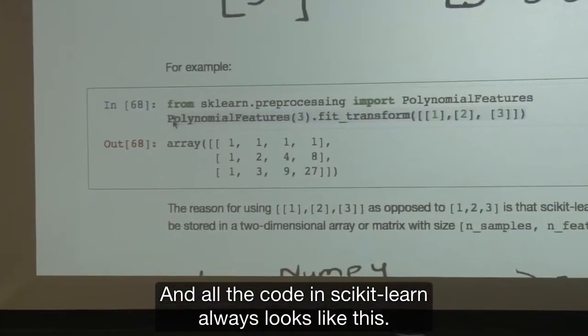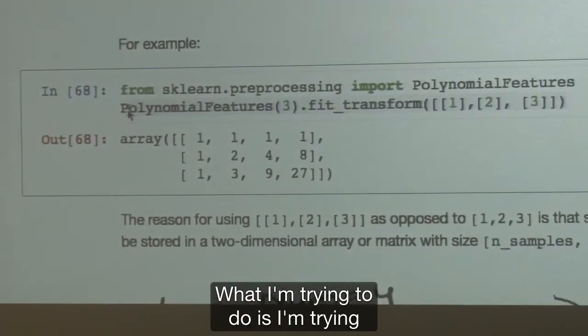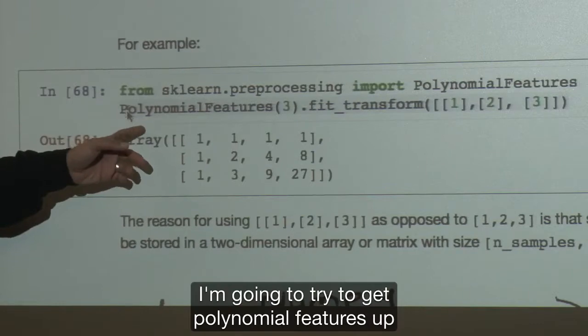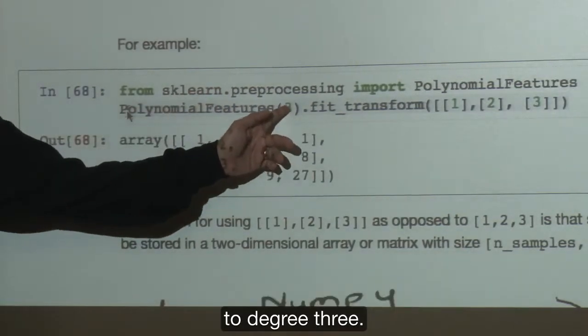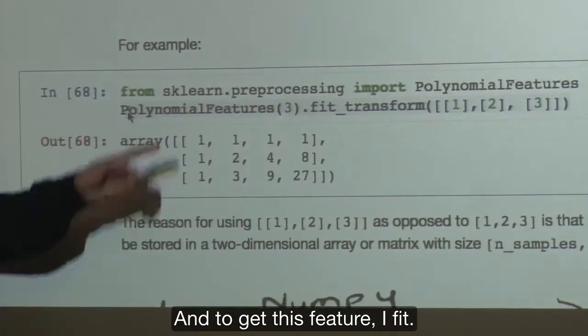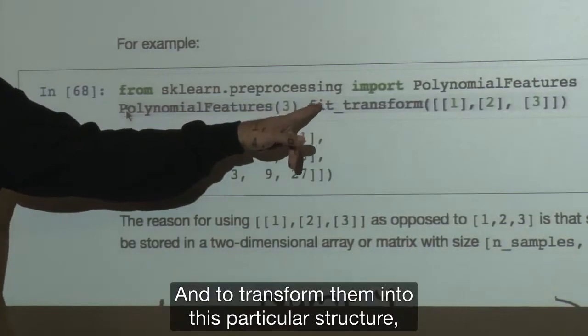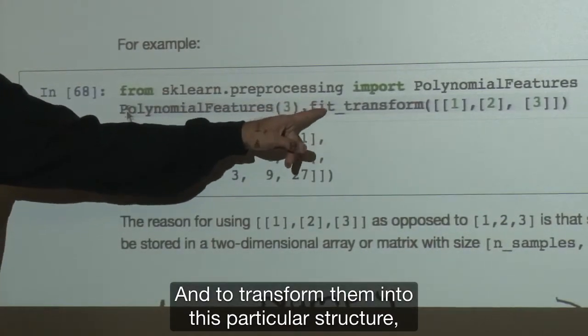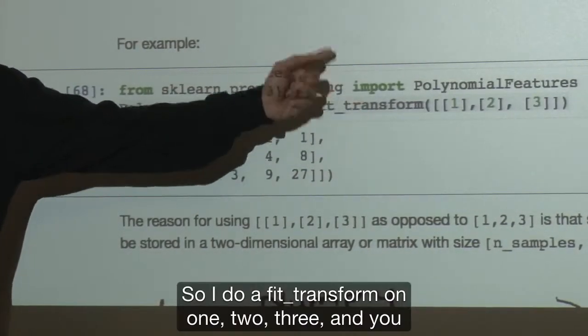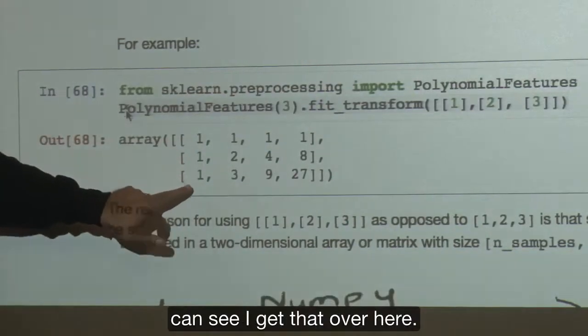And all the code in scikit-learn always looks like this. So what I'm trying to do is get polynomial features up to degree 3. And to get these features, I fit, and to transform them into this particular structure, I use fit_transform. So I do a fit_transform on 1, 2, 3, and you can see I get that over here.